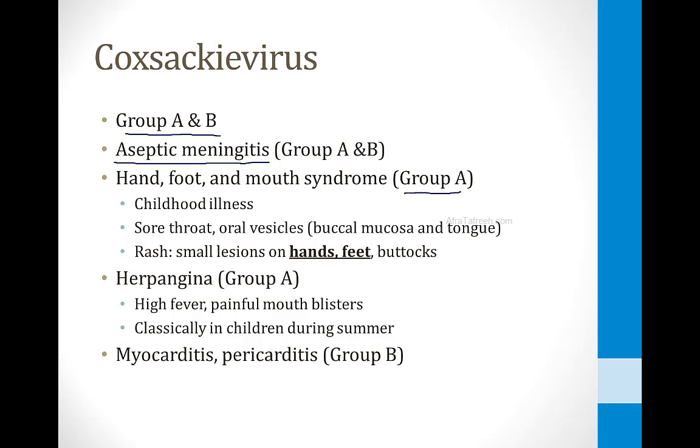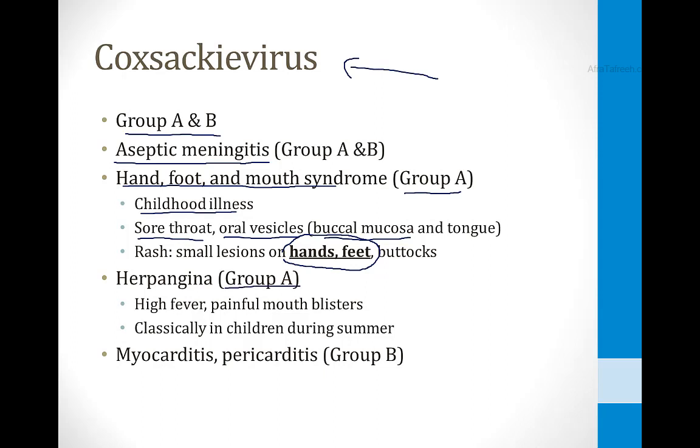Group A Coxsackie virus can cause a condition called hand, foot, and mouth syndrome. This is a condition that occurs in children. They usually start with a sore throat and then they develop oral vesicles, classically on their buccal mucosa and tongue. It's followed by a rash of small lesions on the hands, feet, and buttocks. And you'll notice I underlined the words hands and feet. That's to remind you that this is one of the three rashes that can involve the hands and feet. Most infectious rashes spare the hands and feet, but three that don't are syphilis, Rocky Mountain spotted fever, and Coxsackie virus when it causes hand, foot, and mouth syndrome.